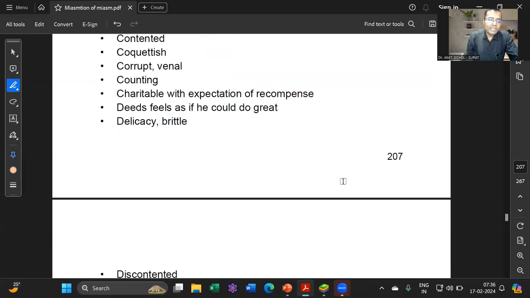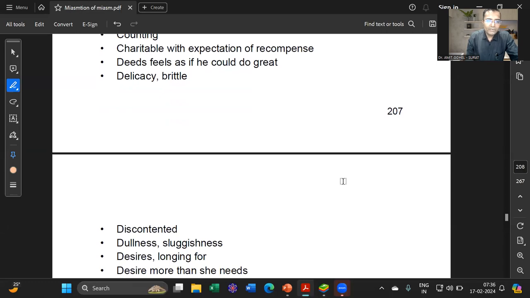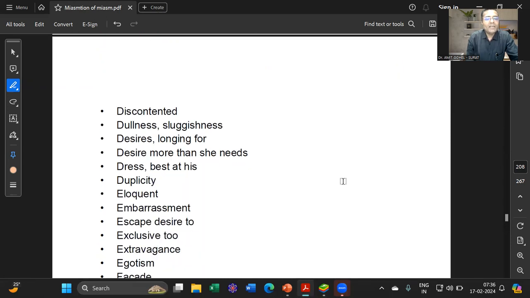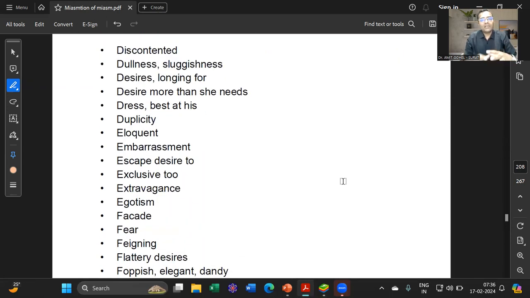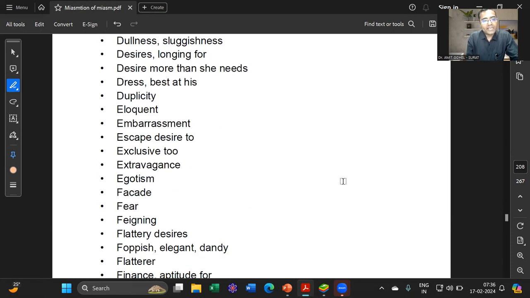The delicacy, brittleness, because there is an internal fear and weakness and fragileness at the cellular level. They become discontented, wanting to get everything from the society. The dullness and sluggishness is psychosis. Desire or longing, desire more than he needs. Dress, the pronoun is one of the remedies. Duplicity, that means the double face. Eloquence, verbally they are good in talking, so that is the quality, eloquence.